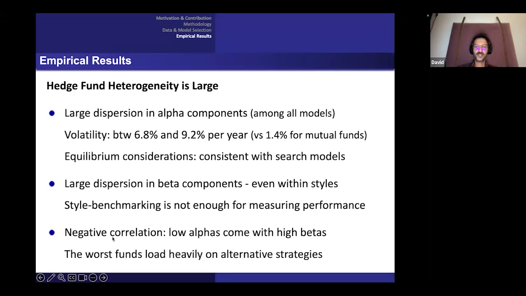As I was mentioning before, there is a negative correlation between the alpha component and the beta component. So when there is low alpha, you observe high betas. And this is even more true when you look at very negative alphas. In this case, the betas are very high. The way we interpret this is that the bad funds, the worst funds, with a very low alpha, tend to hide their lack of performance by being massively exposed to these alternative strategies.